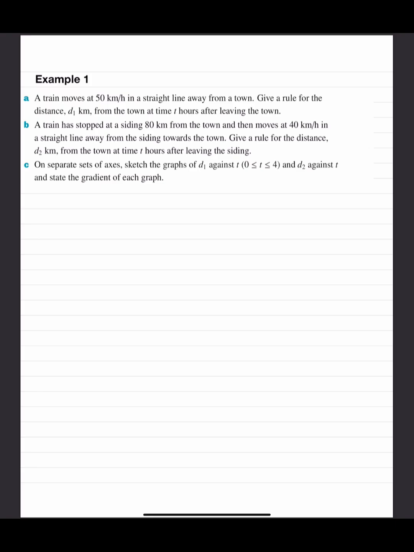Okay, year 11s. This is the second part for chapter 2G linear models. In this video, we're going to look at two examples and see how we actually implement the linear relations to construct a model.